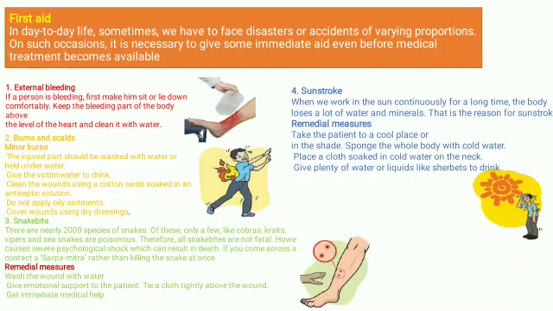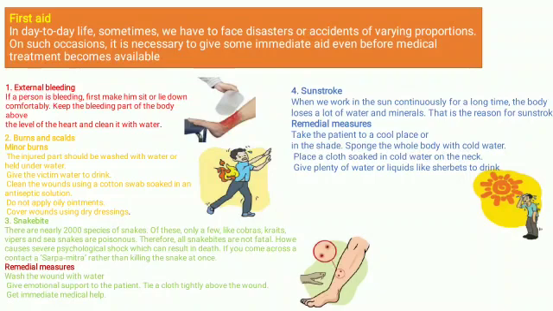Next is snake bite. There are nearly 2000 species of snakes. Of these, only a few like cobras, kraits, vipers and sea snakes are poisonous. Therefore, all snake bites are not fatal. They are not poisonous. However, fear causes severe psychological shock which can result in death. If you come across a snake, contact a Sarpamitra rather than killing the snake at once.